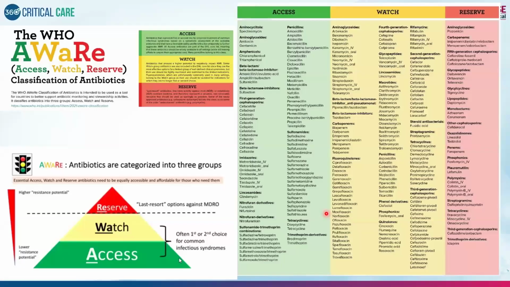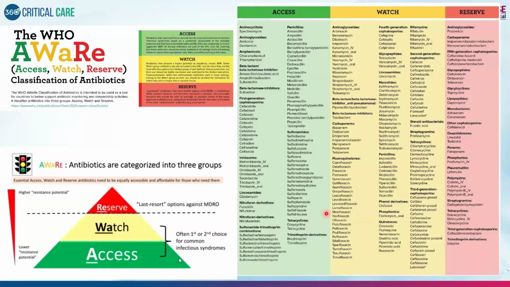Why we need to know all of this is because there are a lot of things about the access group, watch group, and reserve group. This is one more question that the examiner can ask you. Majorly, whatever antibiotics you're using in the ICU right now fall under the reserve group. If you can remember that, I think that is good enough.